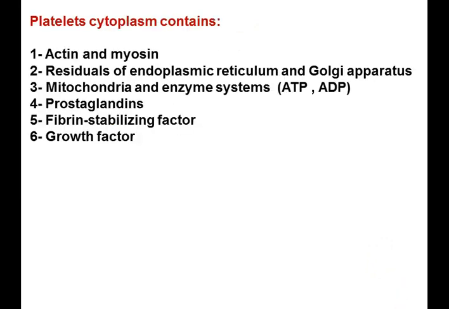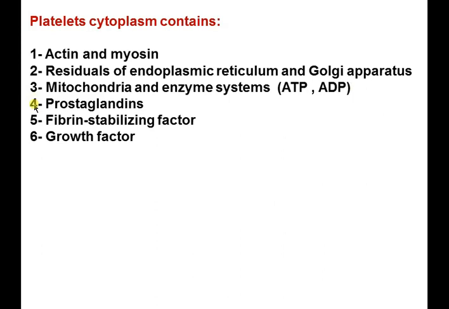Slide 5. Platelets have many functional characteristics of whole cells, even though they do not have nuclei and cannot reproduce. Platelets' cytoplasm contains: 1. Actin and myosin molecules, which are contractile proteins similar to those found in muscle cells, and still another contractile protein, thrombostatin, that can cause the platelets to contract. 2. Residuals of both the endoplasmic reticulum and the Golgi apparatus that synthesize various enzymes and especially store large quantities of calcium ions. 3. Mitochondria and enzyme systems that are capable of forming ATP and ADP.